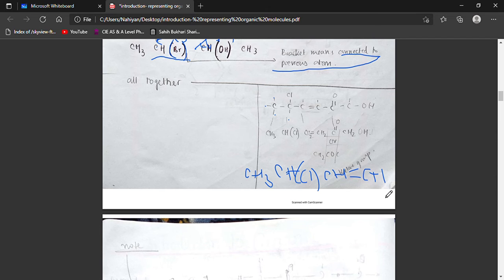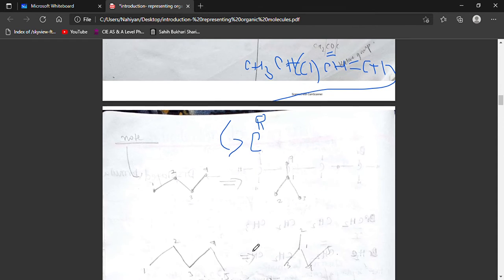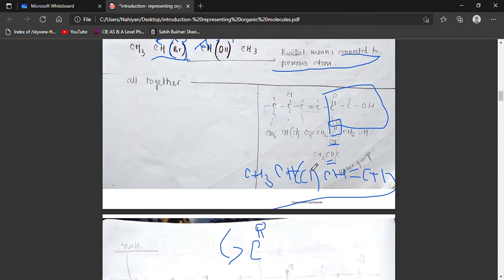So we can do two things. After CH, you can do two things. After this we have this part remaining. So next you can write C double bonded to O, or like I have written here, you can just write CO. Either way is fine to show the double bond. You can actually show the double bond, or you can skip it.